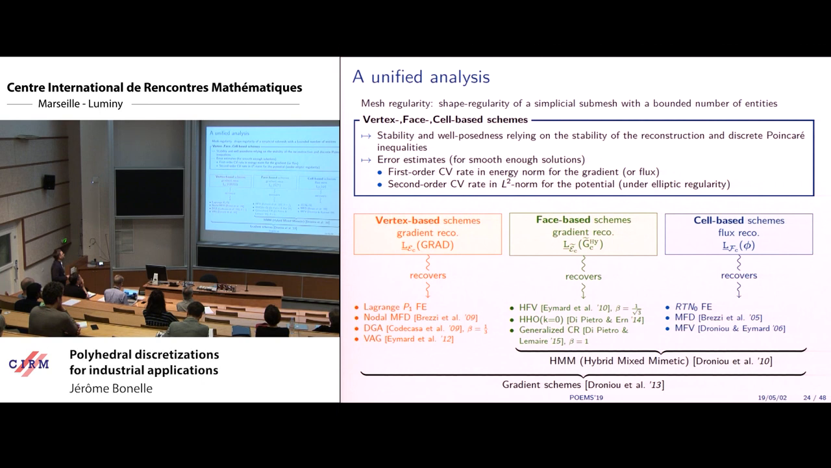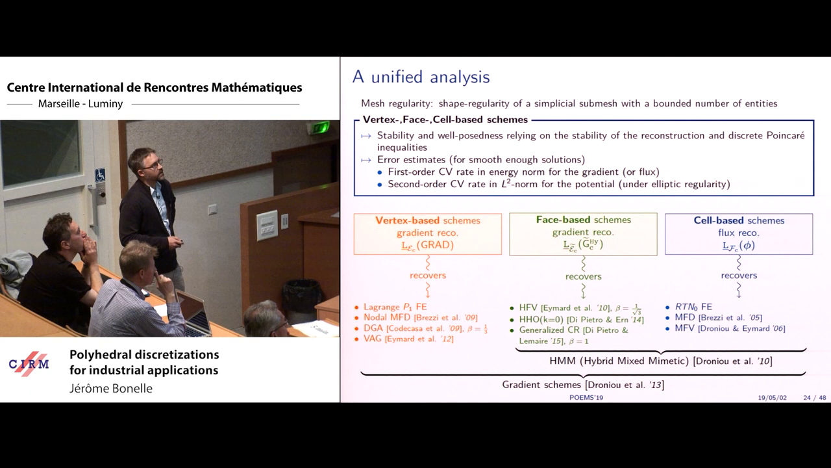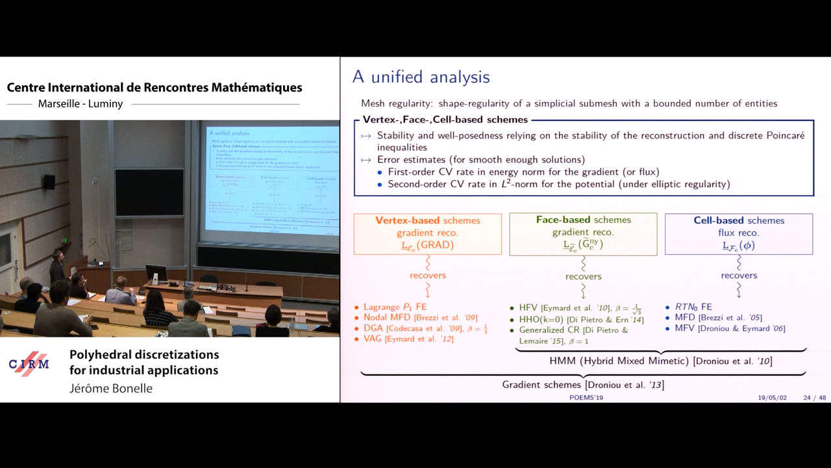But this is also a way to understand the links between the different schemes. Starting from cell-based schemes, we can recover, on tetrahedral meshes, Raviart-Thomas and Nédélec, or on polyhedral meshes, mimetic finite differences and mimetic finite volume. In the case of face-based hybrid finite volume, if the choice of the beta coefficient is this one, we end up with the SUSHI scheme with all the cell unknowns eliminated. This is similar to HHO with k equals zero, but with a different stabilization. And we also end up with a generalized Crouzeix-Raviart with the choice beta equal to one. All these schemes enter into the HArD framework.